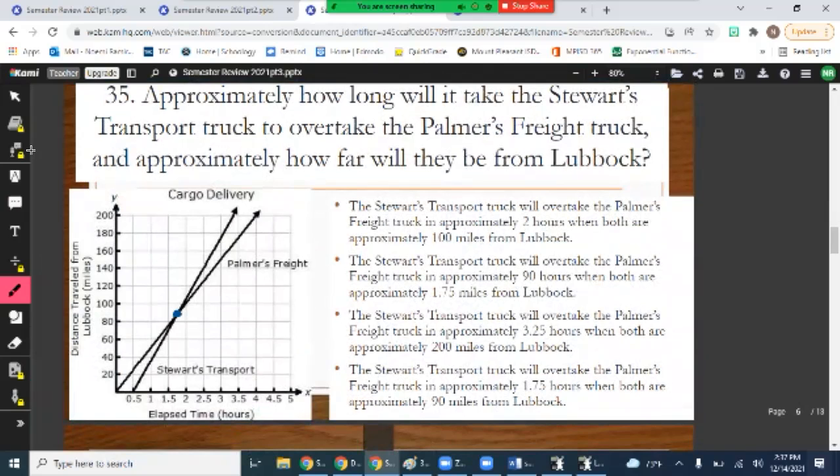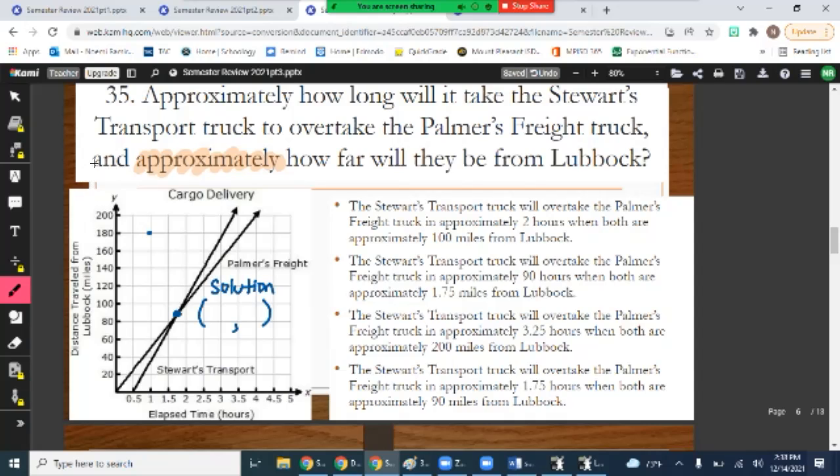Now, I noticed that it's not at a perfect intersection. It doesn't cross where there are perfect numbers. But if you look at the key words, it does state approximately. So they know we're not going to find a perfect number. But I am going to find that solution. The solution is the point, both numbers, where the lines cross.